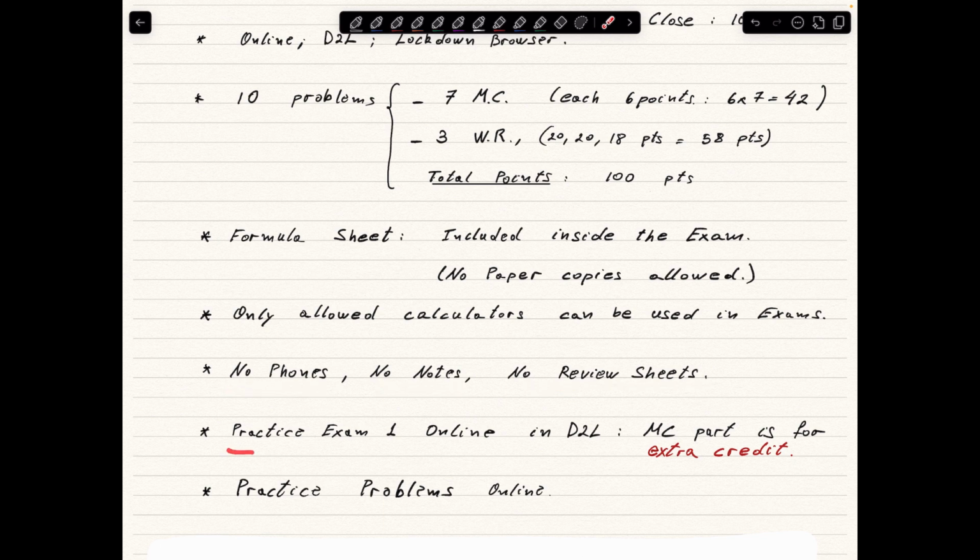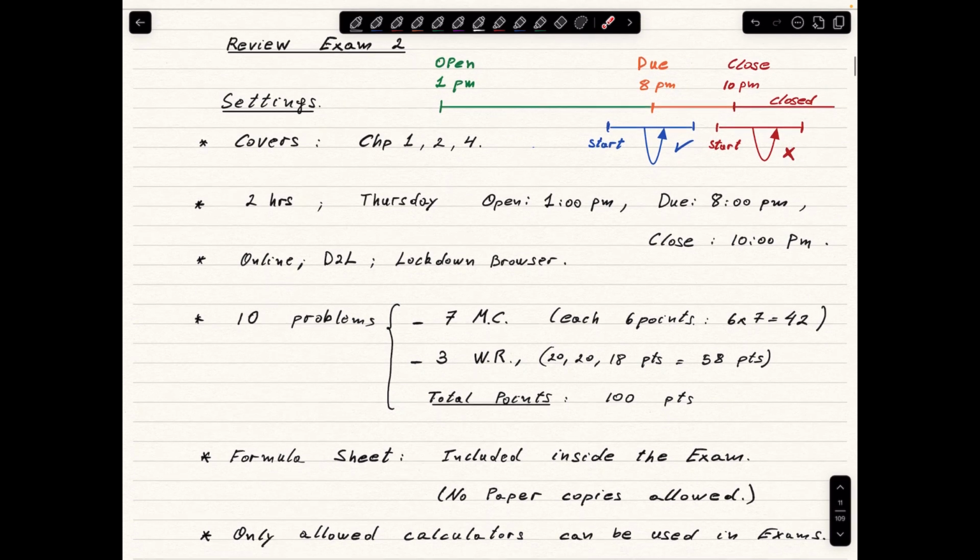The practice exam, here it should say practice exam 2, is online, so you can take it, and there is extra credit for the multiple choice part. And there are practice problems also online on our D2L site. So these are the settings of our exam.